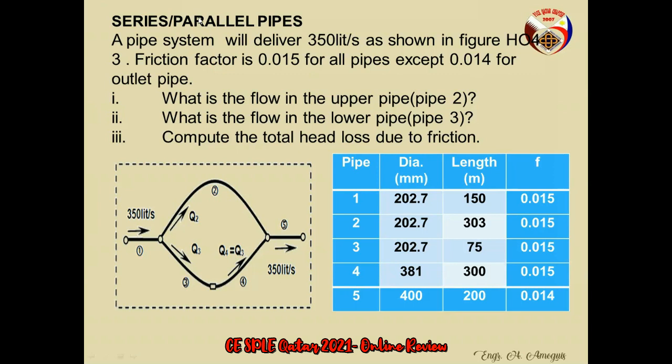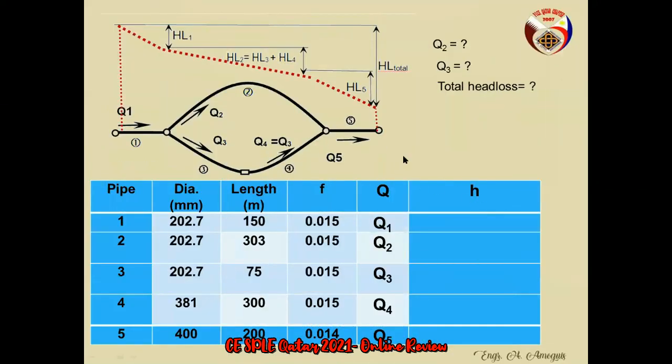Friction, Darcy ito. Using Darcy, kasi friction factor ang binigay. Ano yung Darcy? 0.0826 FLQ squared over D raised to 5. Ipasok mo yung diameter, length, and F, you have head loss in terms of Q. Okay? Meron kang Q, by the way. Ang Q mo is, ano yung Q dito?